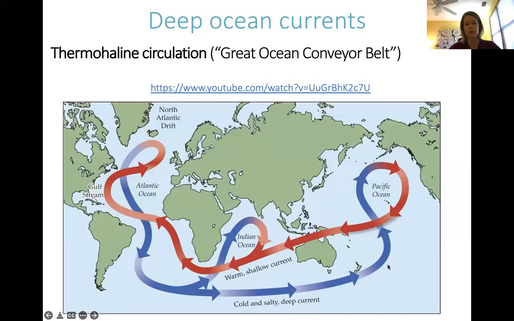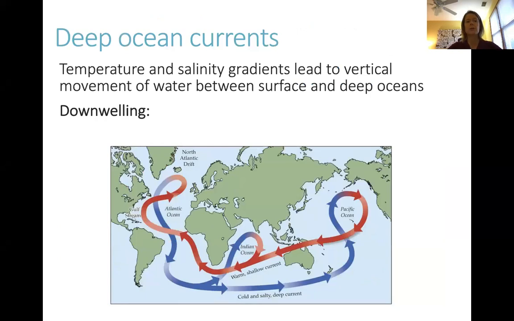All right, so that's the general idea behind these deep ocean currents and how they're moving heat around the globe. This temperature and salinity change, like it just showed in that video, leads to these vertical movements of water between the surface and the deep oceans. So cold, salty water is going to sink. Warm, less salty water is going to rise up to the top. The idea is downwelling and upwelling.